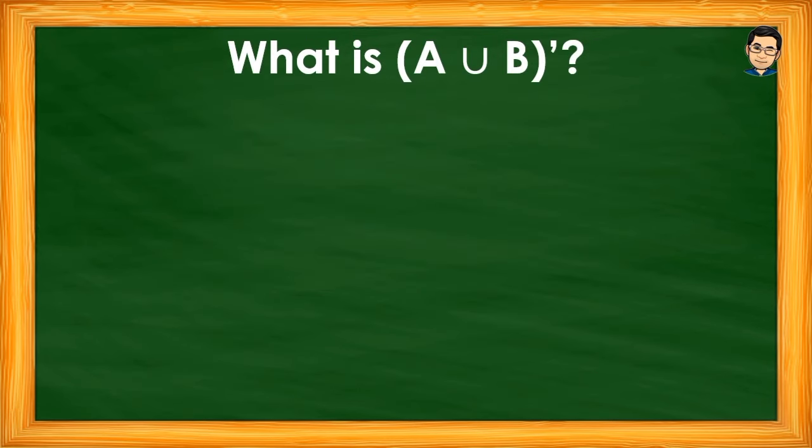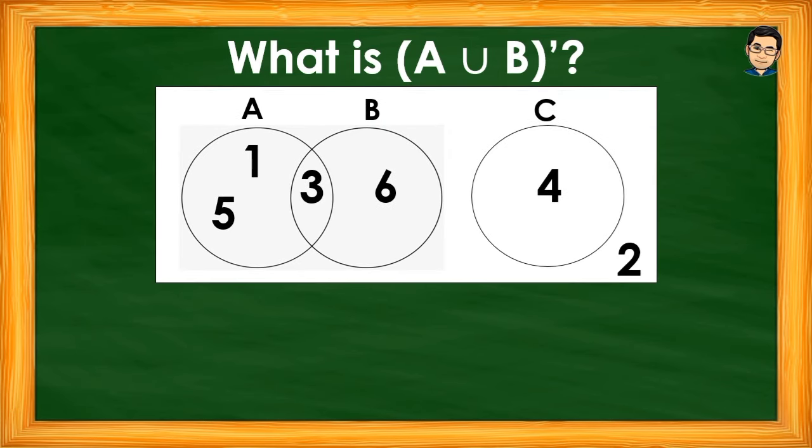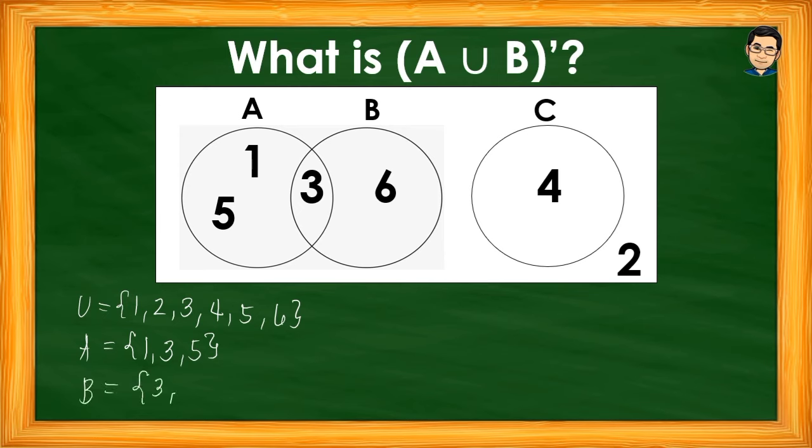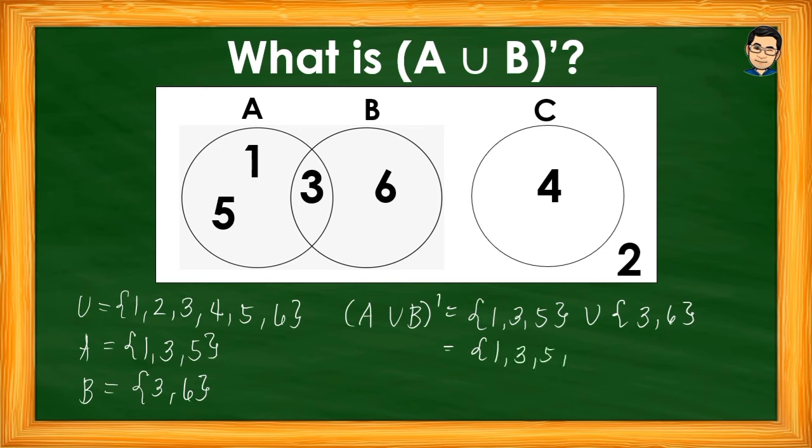What is A union B complement? Okay, so ang una muna natin kukunin dito is yung union ng A and B. So, yung elements ng universal set, 1, 2, 3, 4, 5, 6. And then, yung mga elements ng A, 1, 3, 5. Elements ng B, 3, 6. Now, tune muna tayo sa A union B. So, yung elements ng A, 1, 3, 5. And then, yung elements ng B, 3, 6. Okay. So, pagsamahin natin yung mga elements ng A at B, sagot natin dyan is 1, 3, 5, 6.